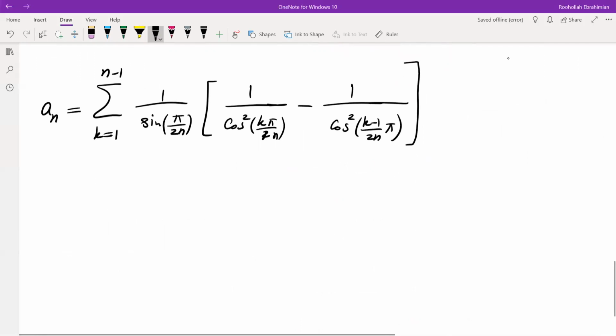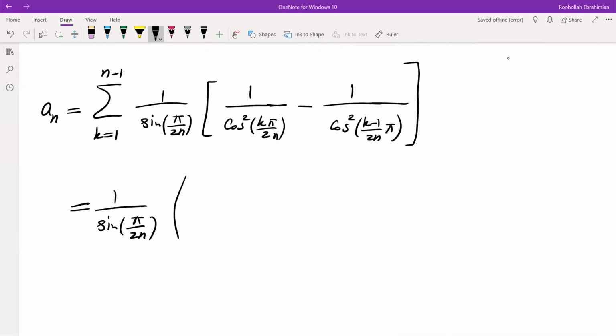Now, clearly I can factor out 1 over sine of pi over 2n. And what I get from the rest is 1 over cosine squared of pi over 2n, if you substitute k equals 1, you get that. Minus, well, actually, no, you have to substitute k equals n minus 1. So we get that. And from the other one, we get cosine of 0, so we get 1 over cosine squared of (n minus 1) over 2n times pi if you substitute k equals n minus 1, minus 1 over cosine squared of 0 if you substitute k equals 1.